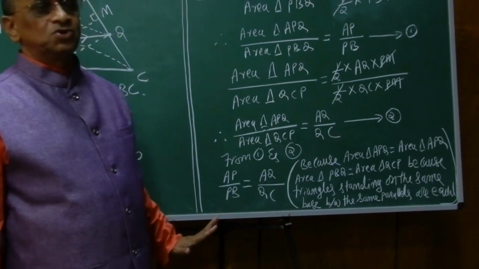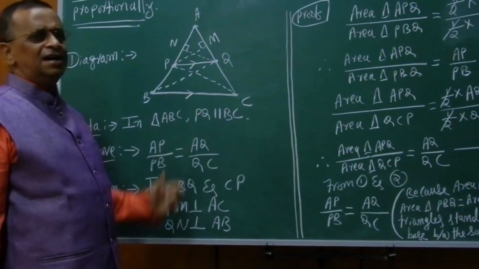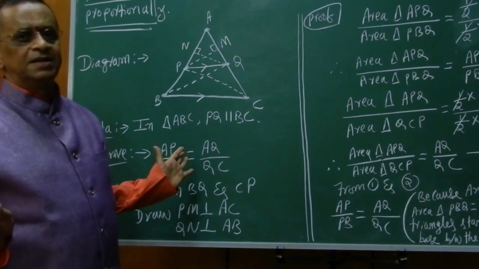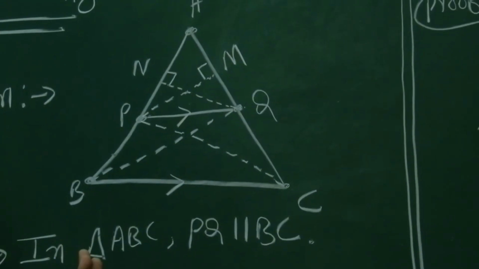Therefore, according to Thales theorem, if a line is drawn parallel to any side of a triangle, then it divides the other two sides proportionally. It is proved.